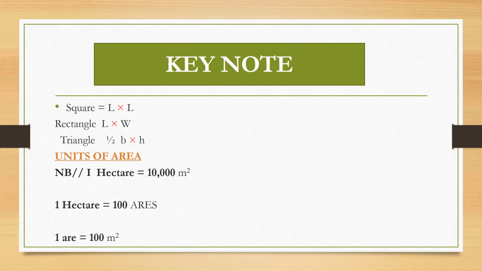So some of the keynotes that you must learn when you're tackling area is that area of a square from class 4 is length times length, rectangle is length times width, and the triangle is half base times height. So in class 6 also, you must be able to know units of measuring area. And we said 1 hectare is equivalent to 10,000 meters squared. 1 hectare is the same as 100 ares, and 1 are is the same as 100 meters squared. So this will help you in conversion. Let's see how it can help us.